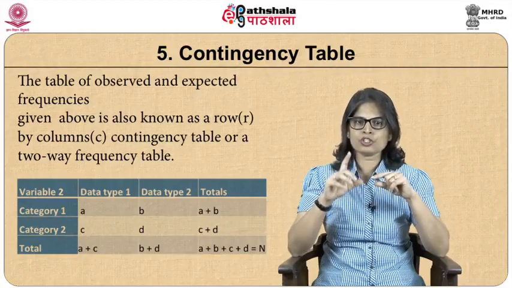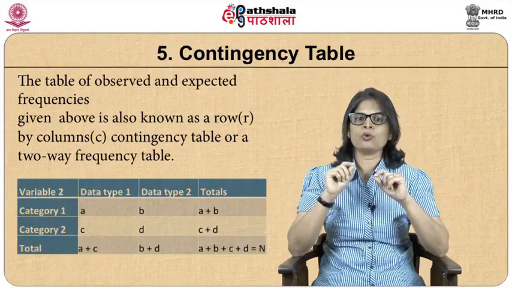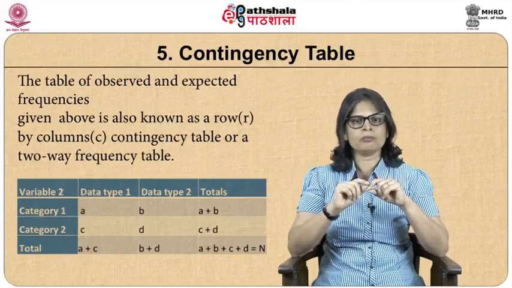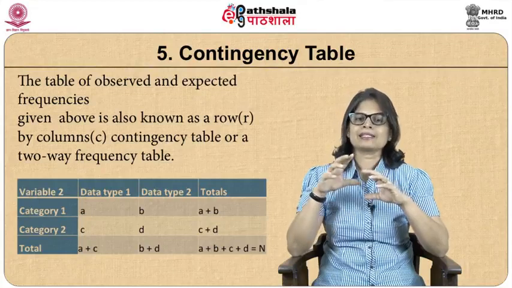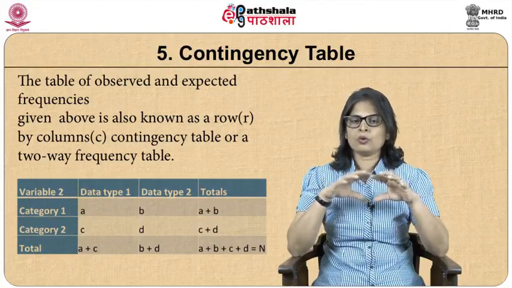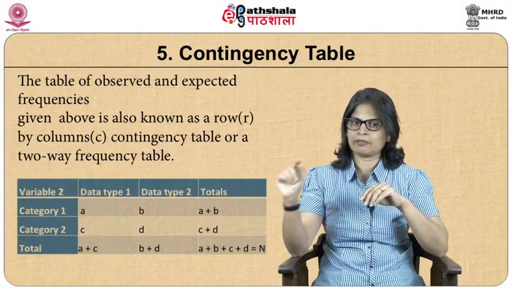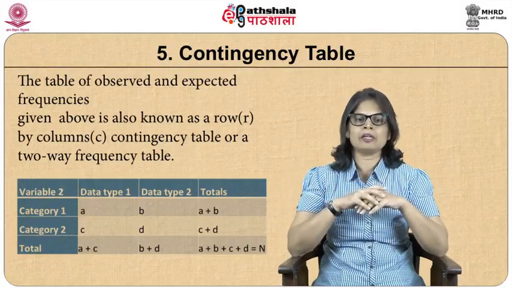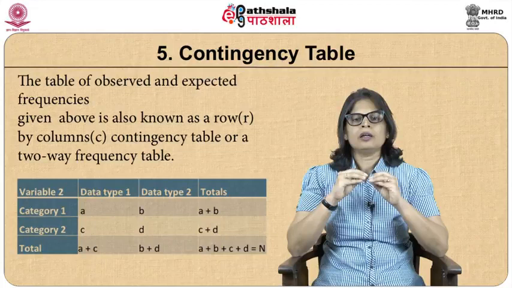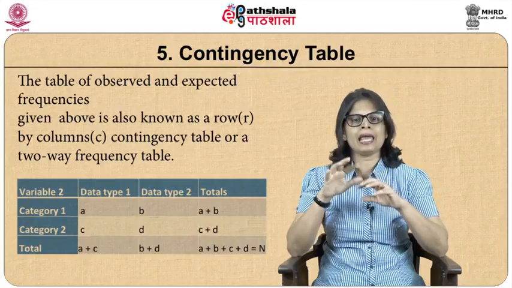The cell first row first column is usually denoted by small alphabet A. First row second column is usually denoted by alphabet B. Second row first column is denoted by the alphabet C, whereas second row second column value is denoted by the alphabet D. The row totals then can be represented as A plus B and C plus D respectively, whereas the column totals can be given as A plus C and B plus D respectively. Remember, the grand total of all the four values is nothing but the total frequency capital N.